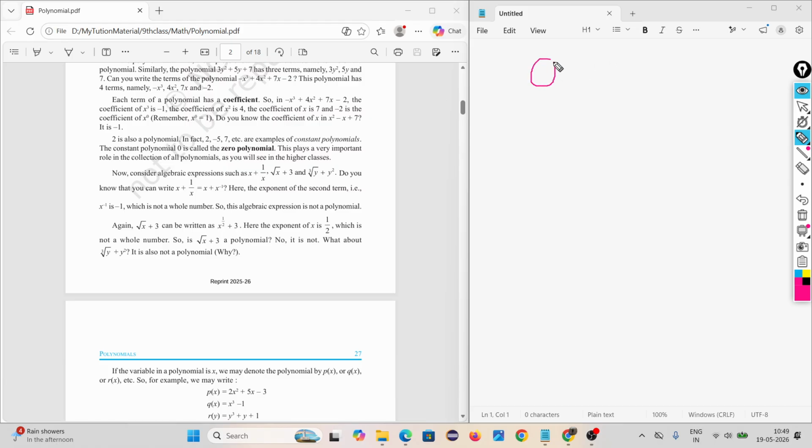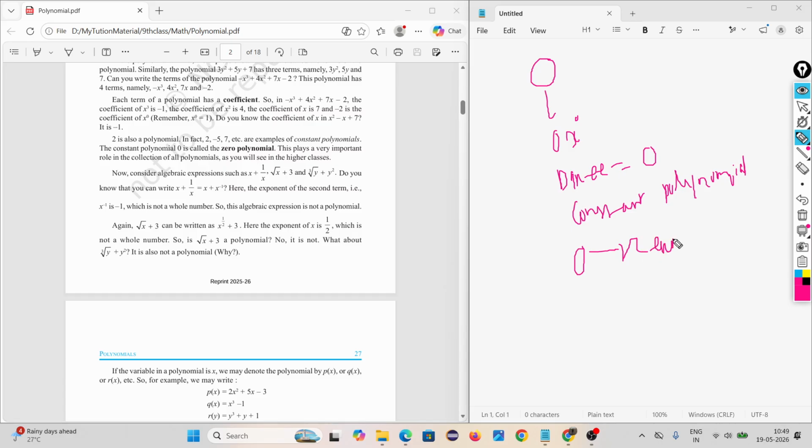Look, 0 is a constant polynomial. Yes, because I can write 0 as 0 into x power 0. Here the degree equals how much? Degree 0. So degree equal to 0 means which type of polynomial? Constant polynomial. 0 is also called the zero polynomial.